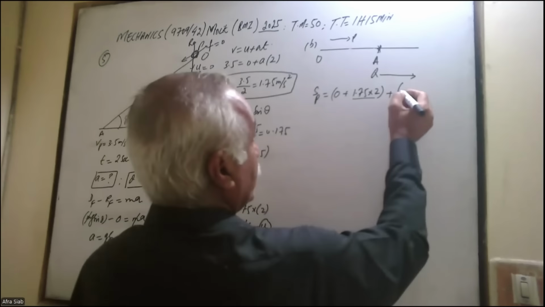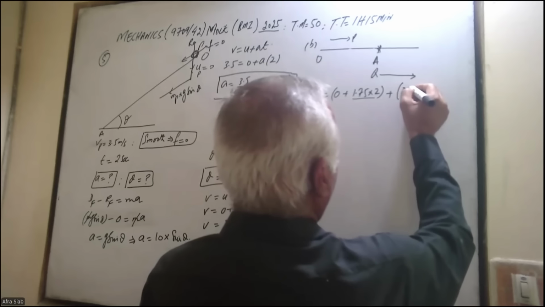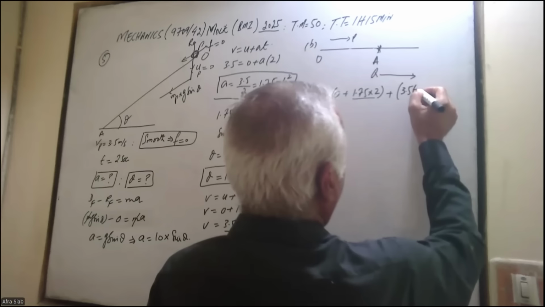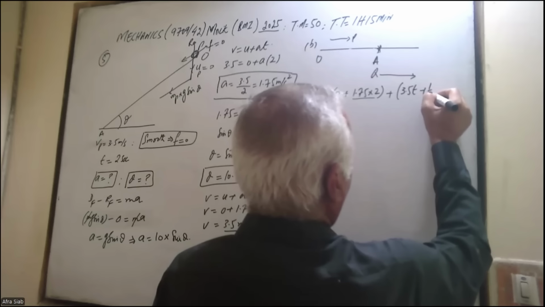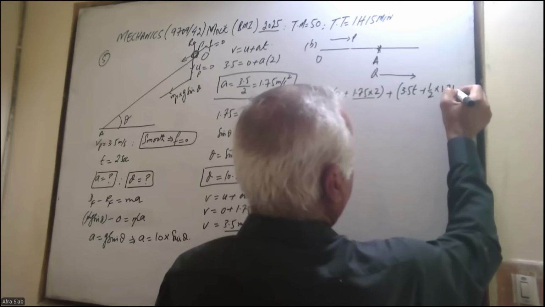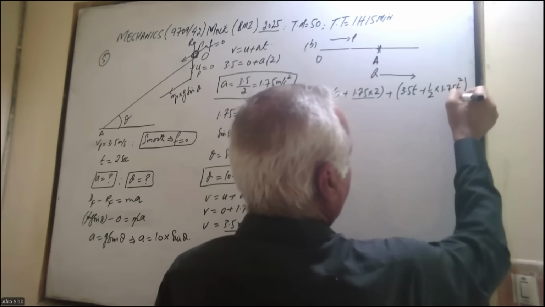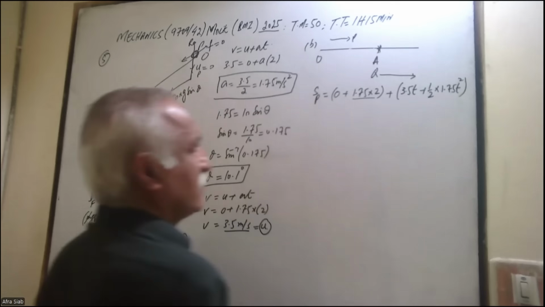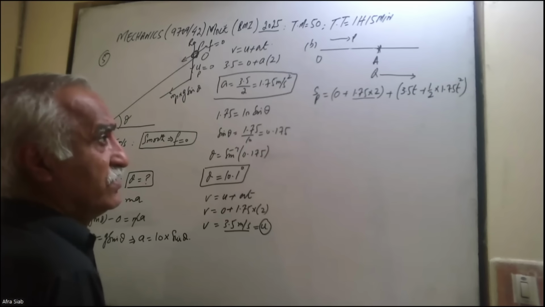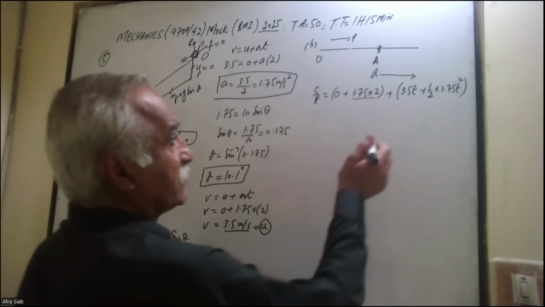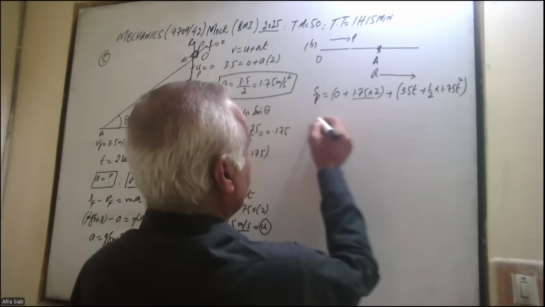So by using ut plus half at square, it will become 3.5 t plus half, acceleration is 1.75 into time t square. Because after t time, the distance between these two is given there, equal to 4.9 meter. So this is the equation of SP there.